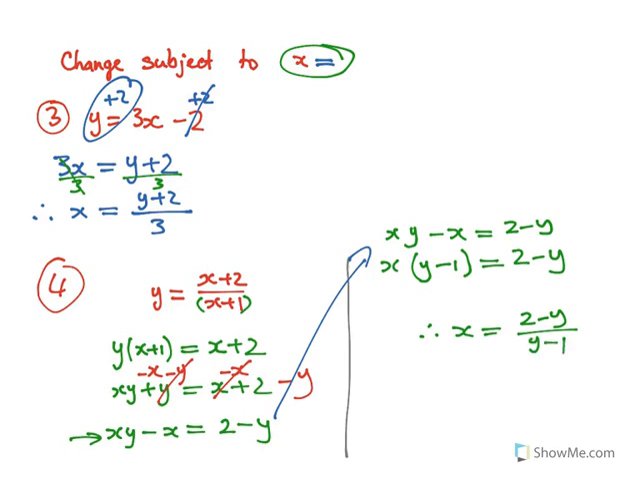And that's our answer. And we get that. I'm going to show you how. Y minus 1. Cross that out. Y minus 1. Okay. Hopefully this makes sense.